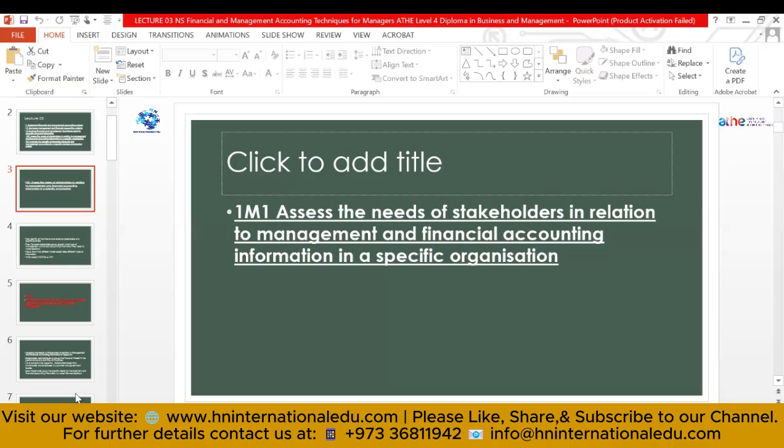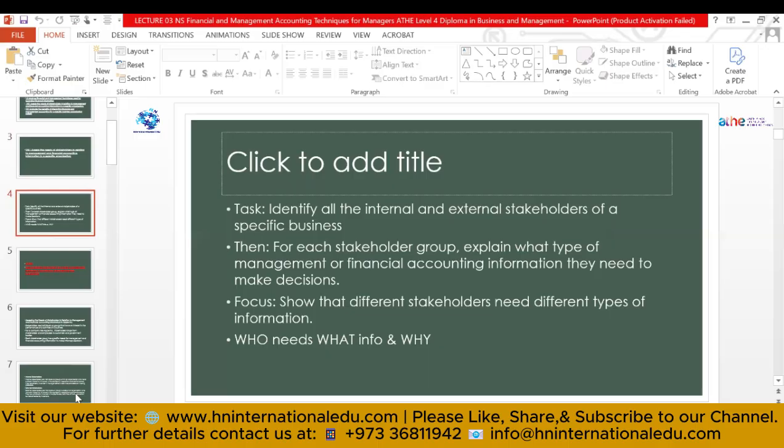The question is about the needs of stakeholders, that is the necessity. We have two types, internal and external. All the list is there in your indicative content. You just need to pick any small, medium enterprise of your choice, industry, and of any country, which must be authentic and real one, and then you can do this question. It says like how and what actually the question is asked. Identify all the internal and external stakeholders of a specific business. Then for each stakeholder group, explain what type of management or financial accounting information they need to make decisions.